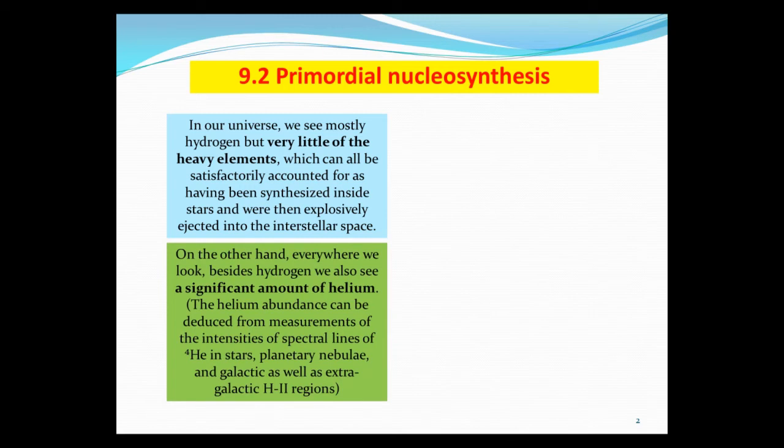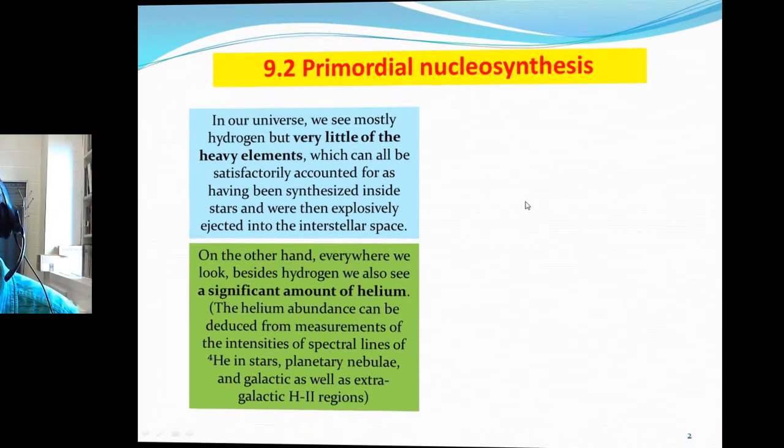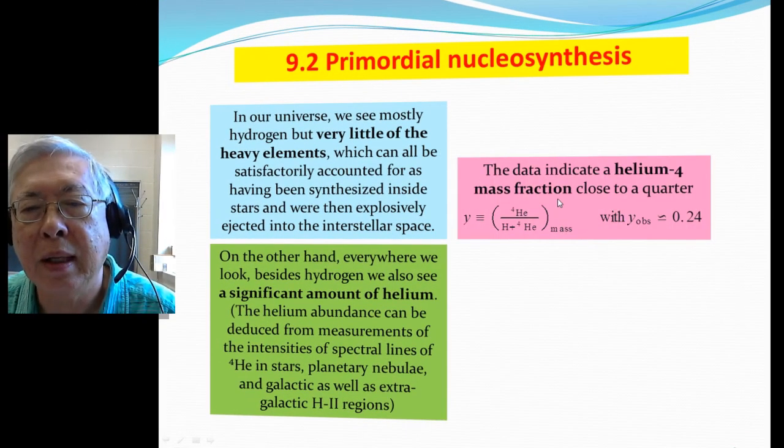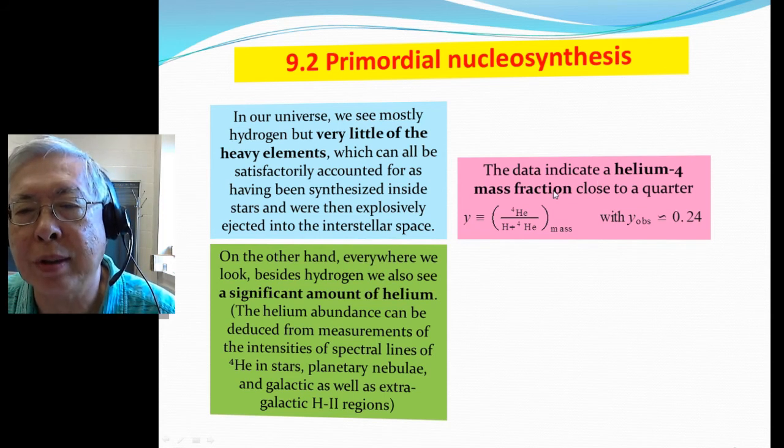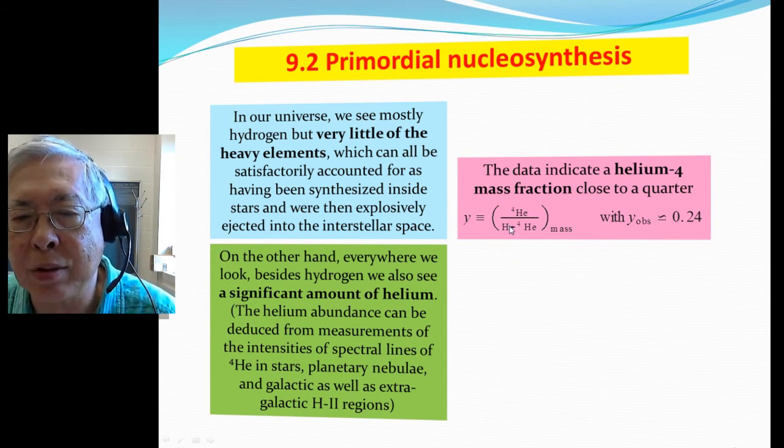On the other hand, everywhere we look, besides hydrogen, we also see a significant amount of helium. The helium abundance can be deduced from measurements of the intensity of the spectral lines of helium-4 in stars and planetary nebulas, as well as galactic and extragalactic H II regions. The data indicates a helium-4 mass fraction close to a quarter. It means, basically, of all the mass, which is hydrogen plus helium, the mass ratio of helium, we'll call it Y, is about 0.24 to 0.25.